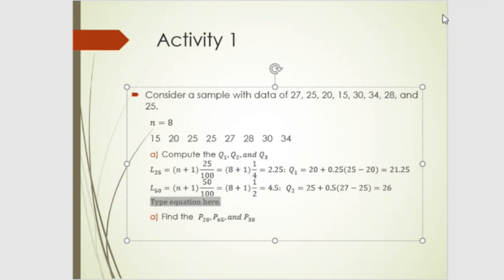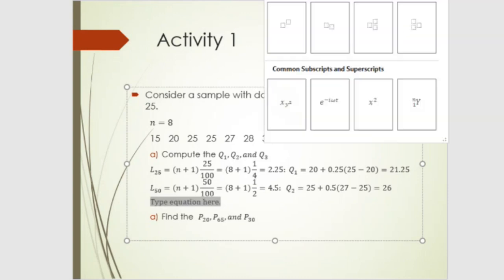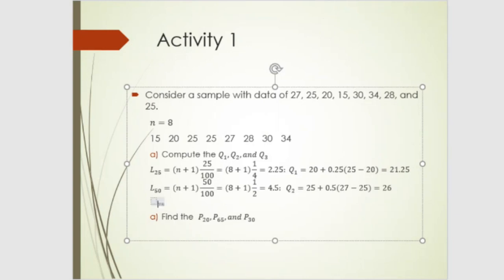Now let's look at Q3. It means 75. We need to first find the location. It's N plus 1, which is going to be 8 plus 1, and 75 out of 100, so it means 3 over 4. Okay, so what would be the answer?